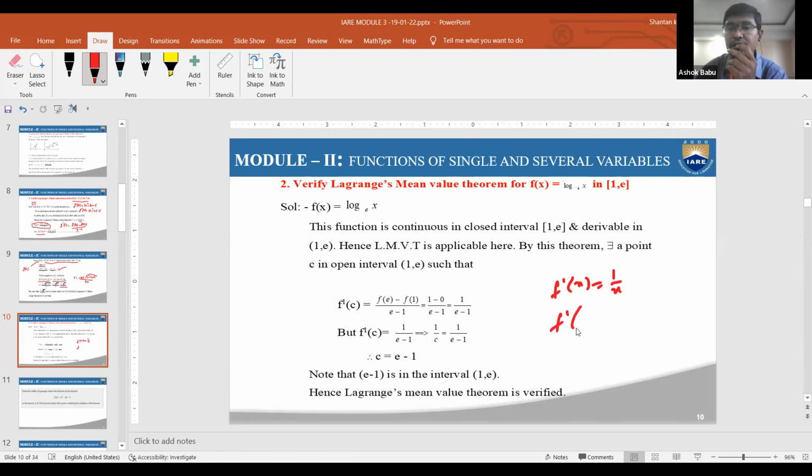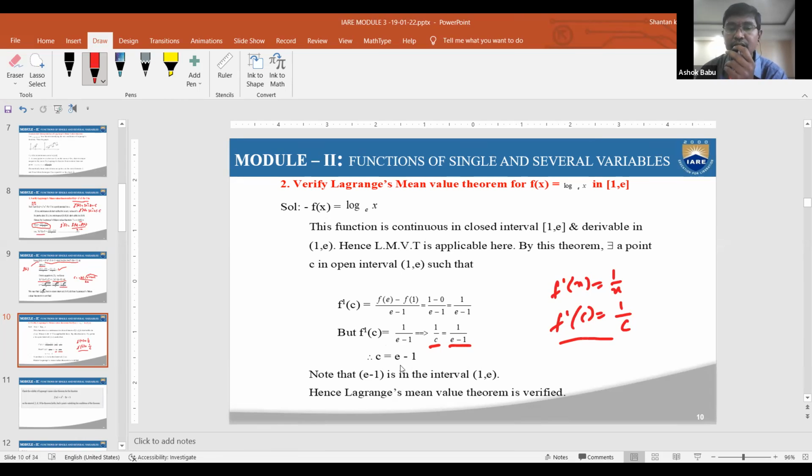Now we require not f dash of x. We require 1 by f dash of c. Therefore, 1 by c. Therefore, here f dash of c is equal to 1 by c, is equal to f of b minus f of a by b minus a, that is 1 by e minus 1. Therefore, 1 by c is equal to 1 by e minus 1. That is nothing but c is equal to e minus 1.